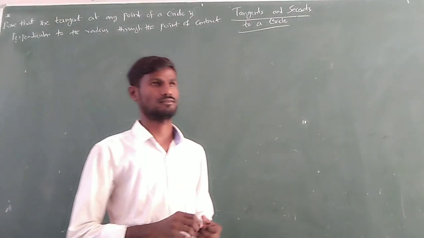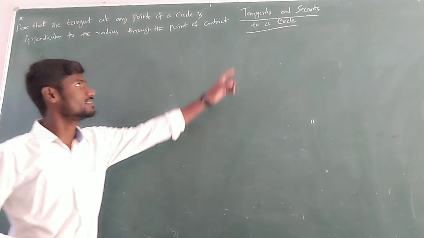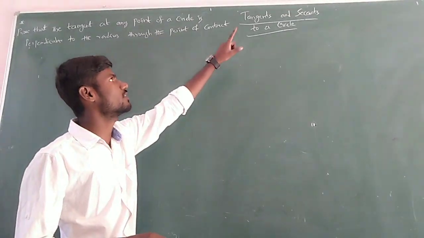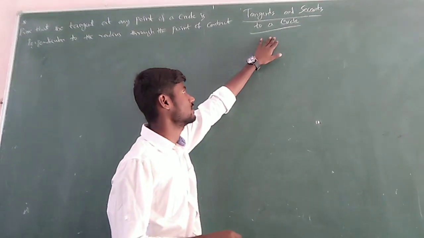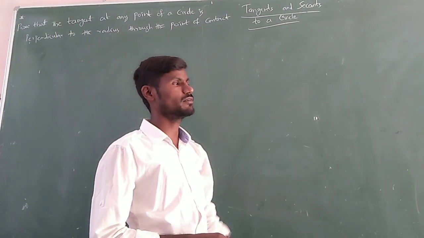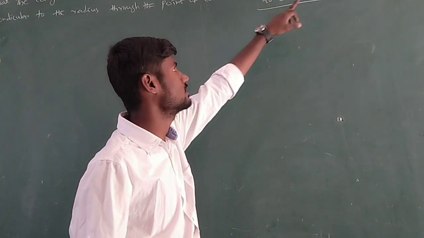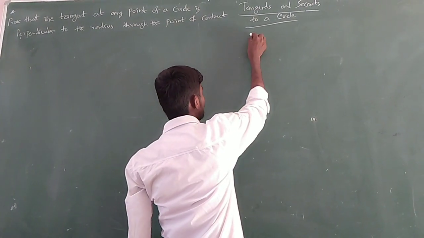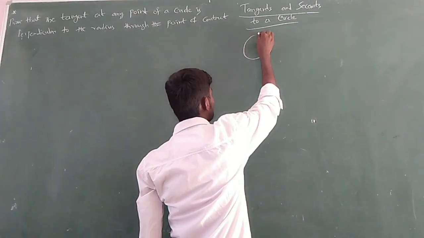Hi everyone. Today's topic is tangents and secants to a circle. So what is the tangent? What is the secant? In this chapter we will get some theorems and problems. Before that, what is a tangent? What is a secant? Actually, what is a circle? We know that a round shaped figure is said to be a circle.